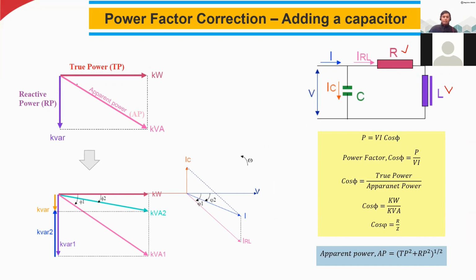Before I add the capacitor, what is going on here? You can see the angle phi 1, that is the power factor, and the current is lagging too much from the voltage. But by adding the capacitor, I'm reducing this angle. It means I'm improving the power factor. You can see the kVA moves upwards from the lagging. It's getting closer to the true power. So this is what we want.